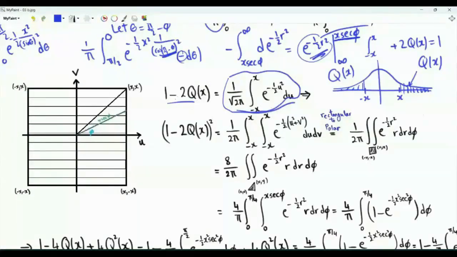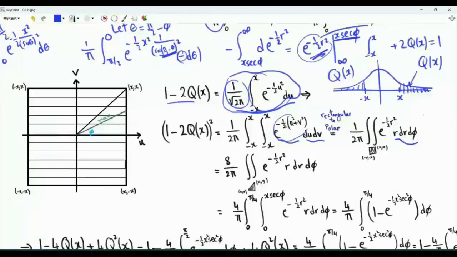Let's square both sides. 1 over square root 2 pi becomes 1 over 2 pi. The integral becomes a double integral in which we integrate e to the minus half (u squared plus v squared) over the origin-centered square of side length 2x. As above, we can do a change from rectangular to polar coordinates. du dv becomes r dr d phi. The integrand is e to the minus 1/2 r squared.